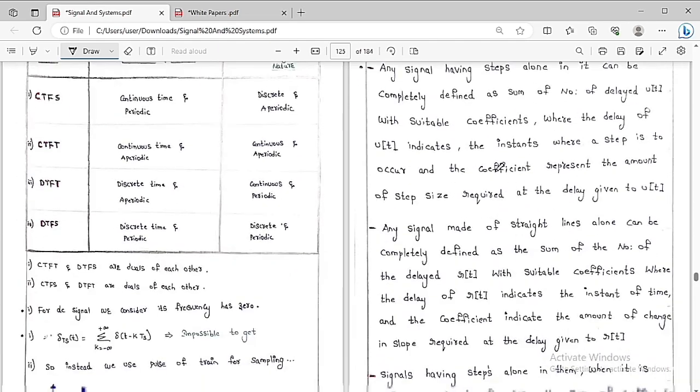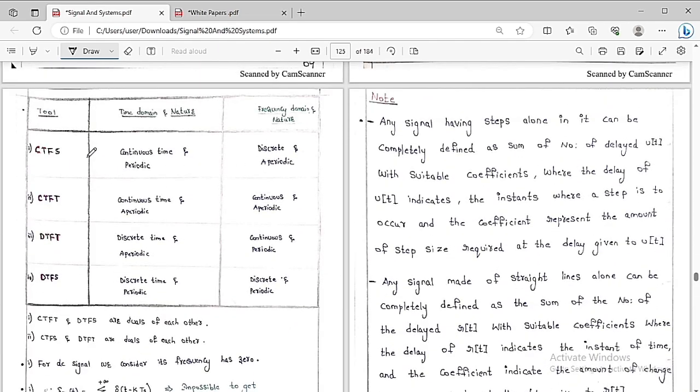So now, finally, the other thing is here. I am going to give a small table, and this table you have to remember. These are the different tools to analyze signals. I am going to tell you the time domain and its nature, and the frequency domain and its nature, in a very detailed manner.